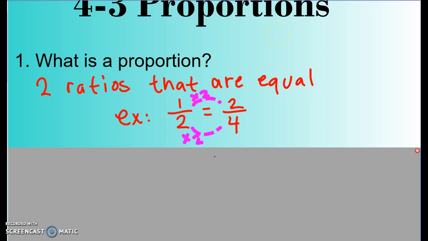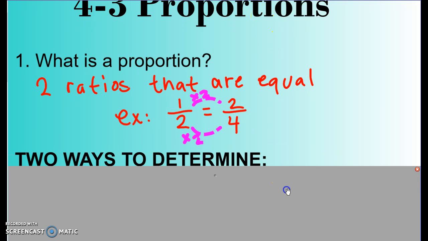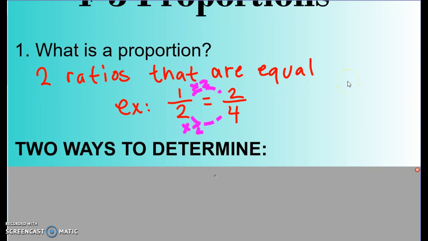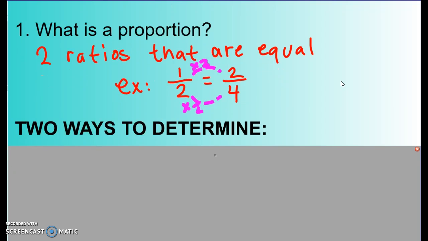So really what we're going to jump into is just a couple examples and ways that we can determine if what we're looking at is in fact a proportion. So there's two different methods I'm going to present to you today. At the end of the class period, you can pick which one you like the best, and maybe certain scenarios will warrant the use of a different method. But write this heading down for yourself.